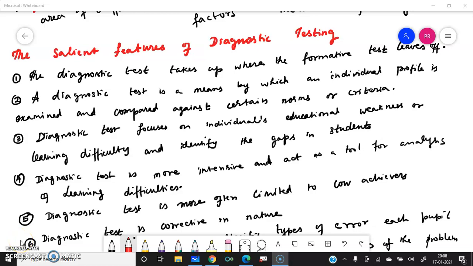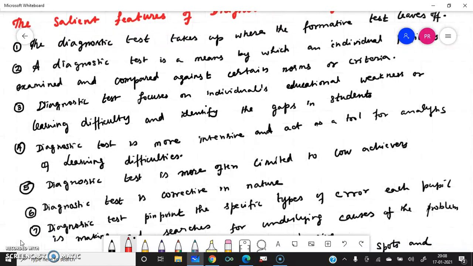See, what are the salient features of diagnostic testing? The first one we have already seen; we are just trying to make it a single point. Whatever we have seen, nothing new here. First, the diagnostic test takes up where the formative test leaves off. It means that the normal achievement test is not going to help us, so the diagnostic test has a special work to do, where you cannot use the achievement test.